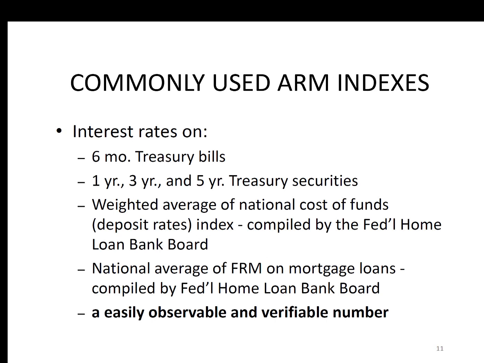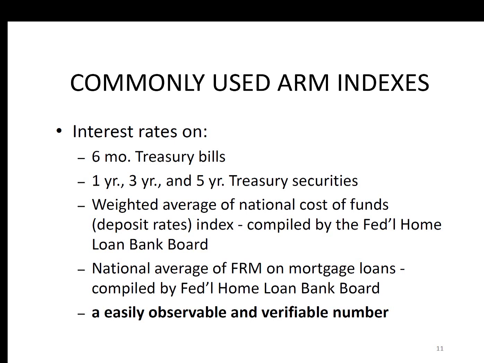For an adjustable rate mortgage, the rate is linked to commonly used market indices. The indices usually include the 6-month Treasury bills, or the 1-year, 3-year, or 5-year Treasury securities, or the weighted average of the National Cost of Funds, compiled by the Federal Home Loan Bank Board, or the national average of fixed-rate mortgage loans, compiled by the Federal Home Loan Bank Board as well.